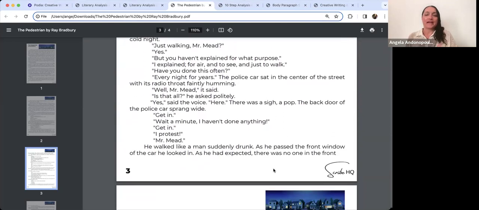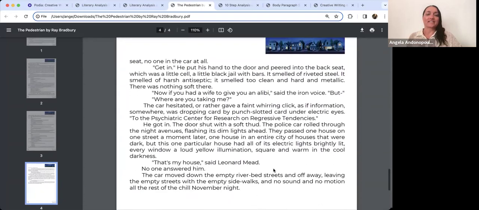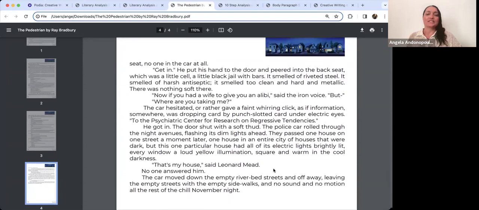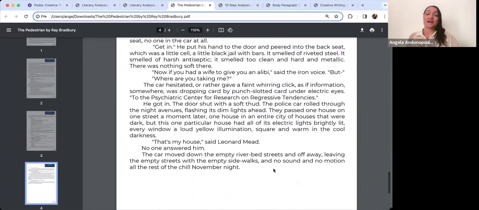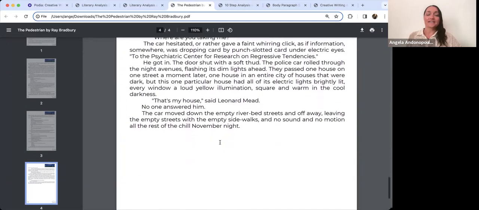And he's saying that I'm just out walking. I need to see, I want to breathe. And how can it possibly fathom and understand that? So you're getting this kind of detached logic from the police car. So you could also analyze the symbol of this kind of logical, empathyless authority figure. Okay, so plenty to analyze in this text.